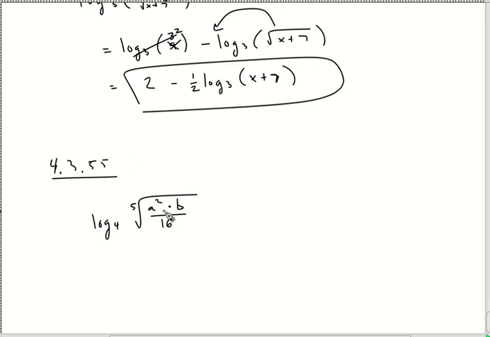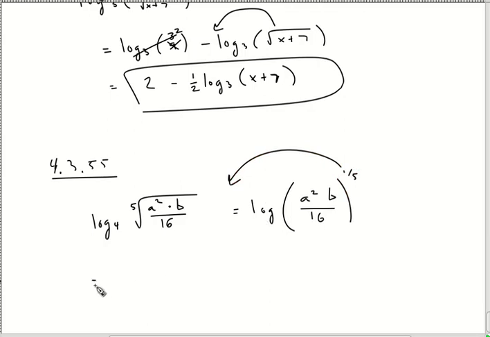Okay, we want to expand it. This fifth root, just like a square root is a 1/2, the fifth root is a 1/5. And so in a way here, I'm saying all of this here is to the 1/5, and so that 1/5 power comes to the front as a 1/5 times log of all this stuff, A squared B over 16.